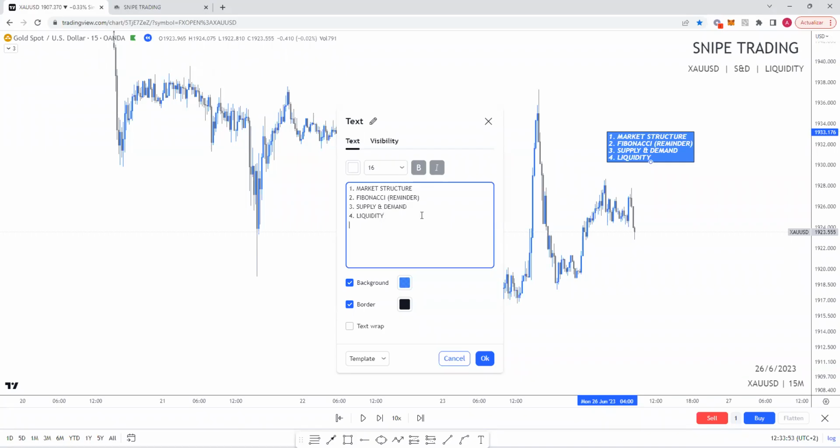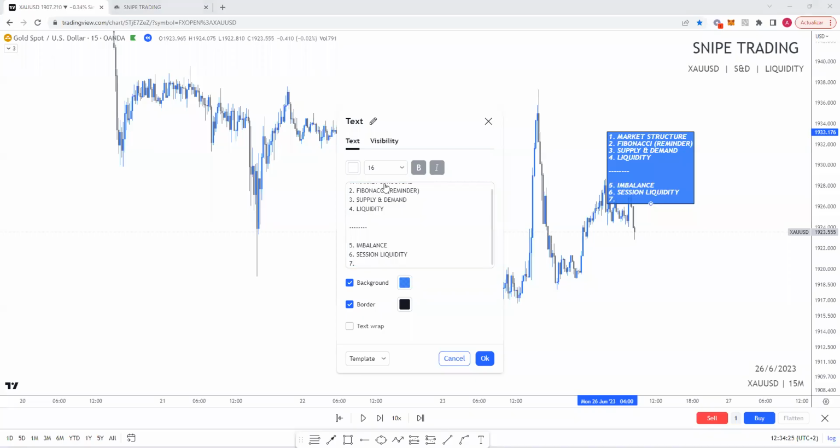And then the extra confluences. Here the order doesn't matter, it's indifferent. Imbalance is one, yes. Session liquidity, another one, well done. Point of control and entry model, well done.